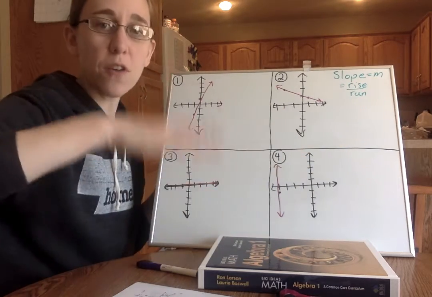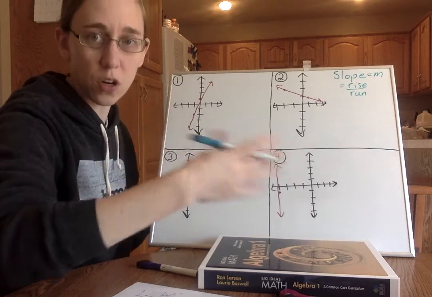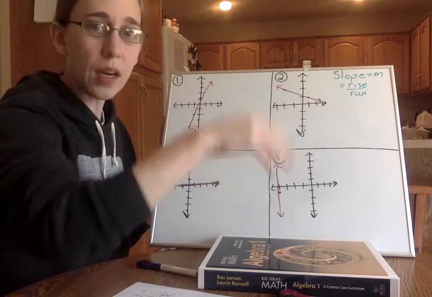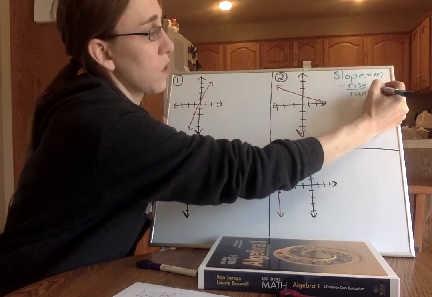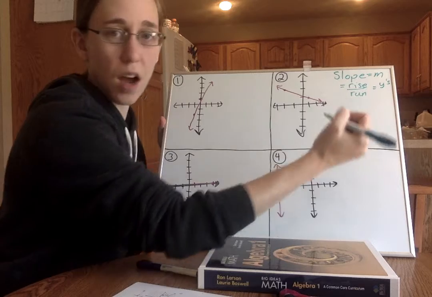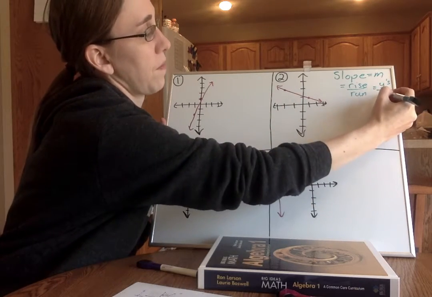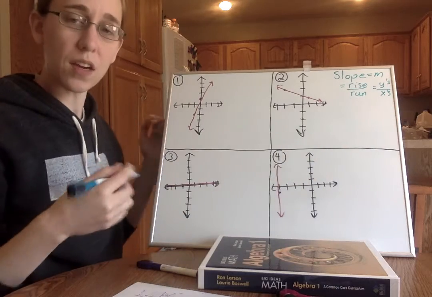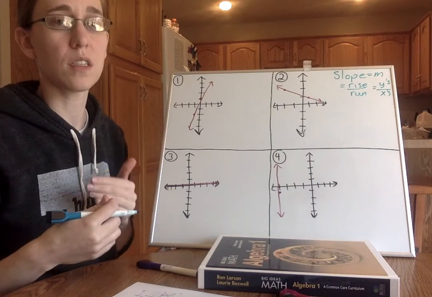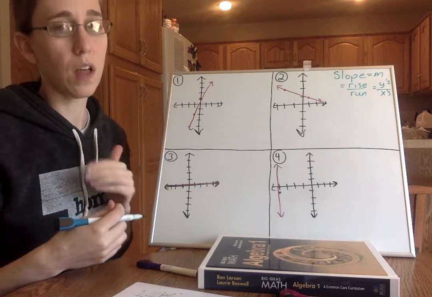In other words, how far are you going up and down versus how far you're going left or right. Now, up and down, we know is the y-axis, so we know we're always doing y's on top. And run, the x-axis, goes on the bottom. So when we calculate these, all we're really doing is looking to see, are we moving up or down? Are we moving left or right?